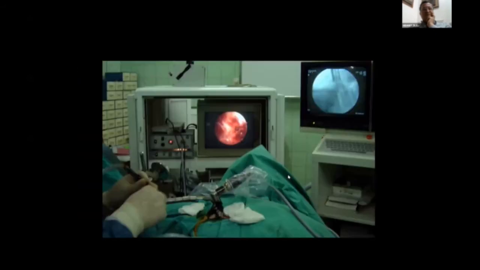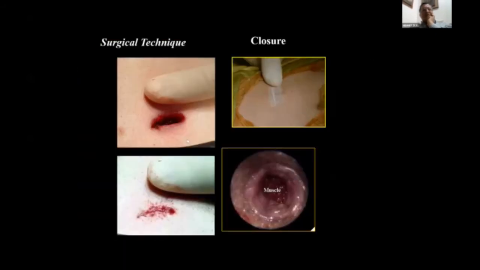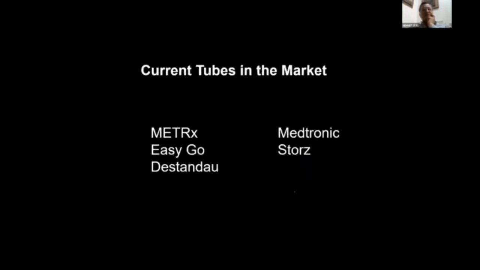Yes. Then this is the end. The muscles are reapproximated at the end. I will show you in my videos. And current tubes in the market are matrix tube that I am using from Medtronic.